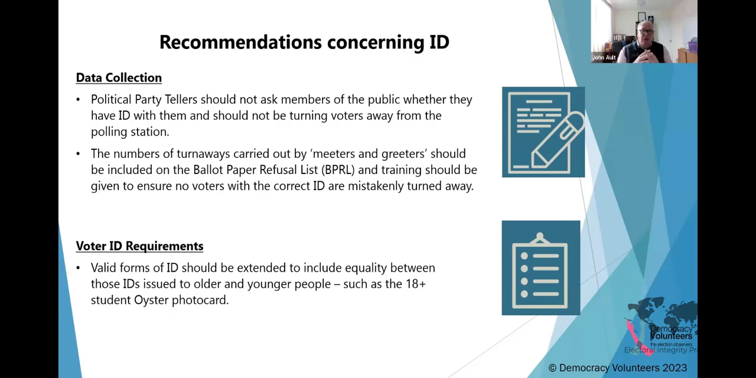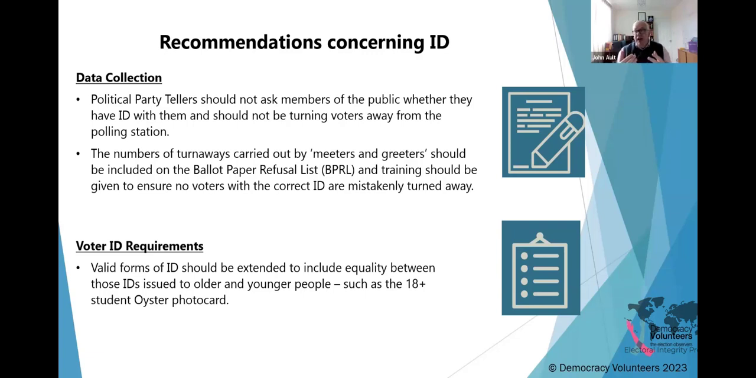The numbers turned away, whoever carries it out, should be included in the ballot paper refusal list, which is the thing that's produced by the Electoral Commission. And training should be given to ensure no voters with the correct ID are mistakenly turned away. They may be statements of the blindingly obvious, but I think they're things that people administering and legislating for elections need to understand: that people turned away by a member of staff, whether at the desk or not, should be included in the data.